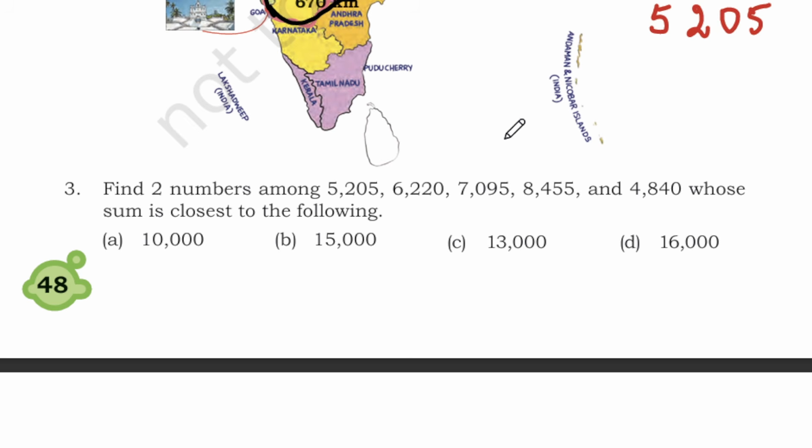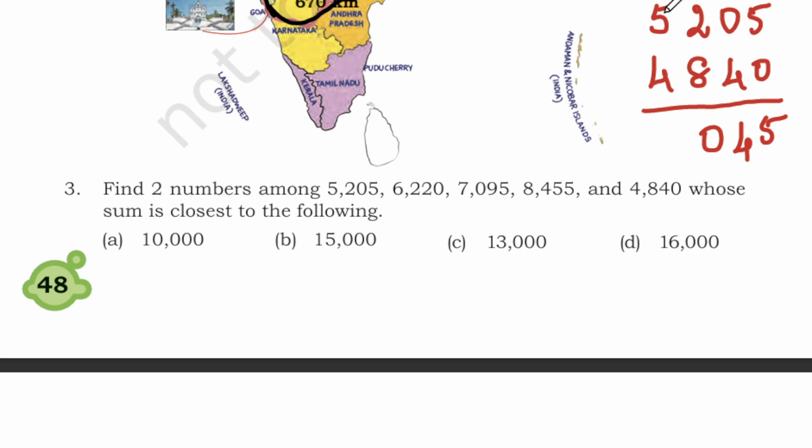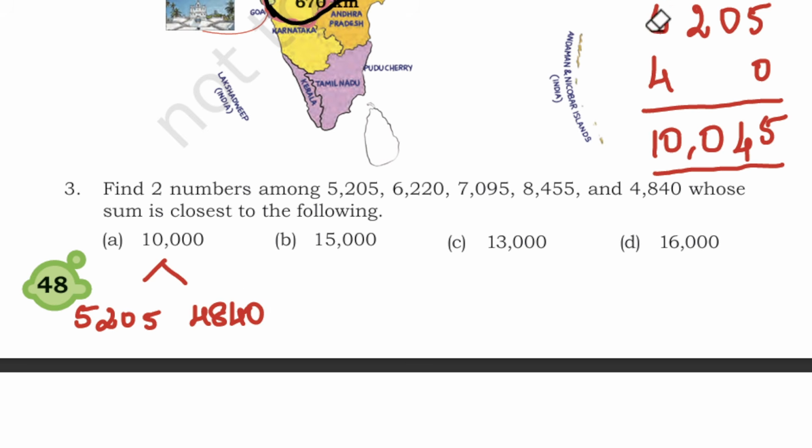5,205. So 5,205, and I'll take this one, 4,840. So 5, 4, 8 plus 2 is 10, 0 balance 1. 5 plus 4 is 9, 9 plus 1 is 10. So we have 10,045, which is very close to 10,000. Okay, so we can write these two numbers, which is 5,205 plus 4,804. Okay, we will try another two numbers.